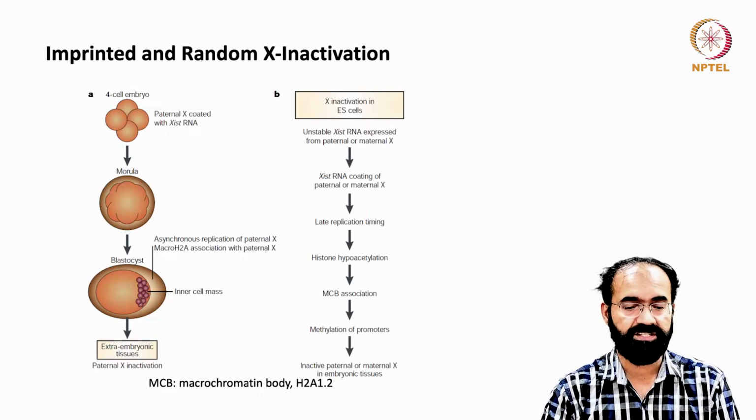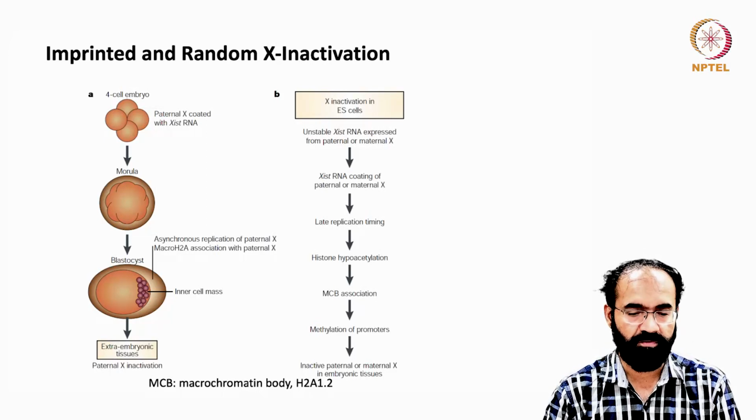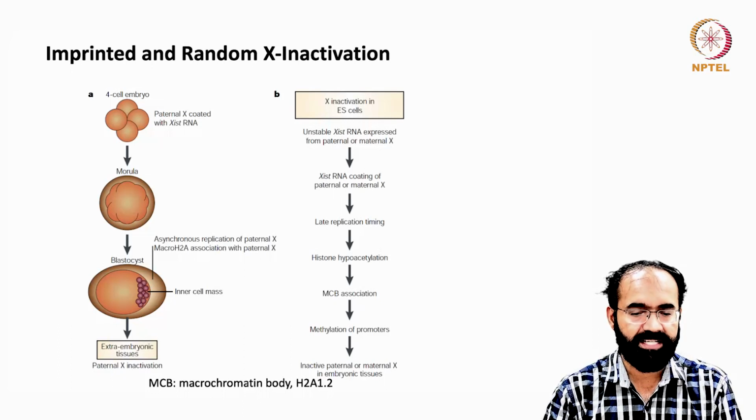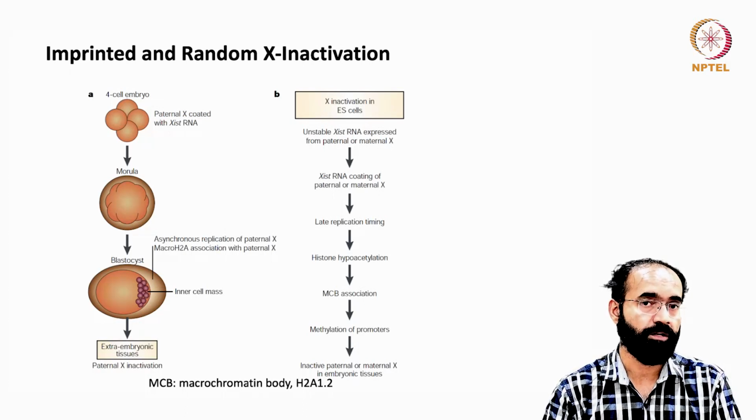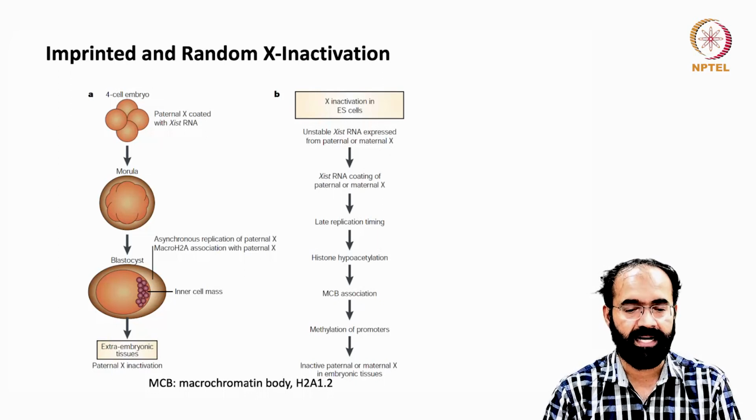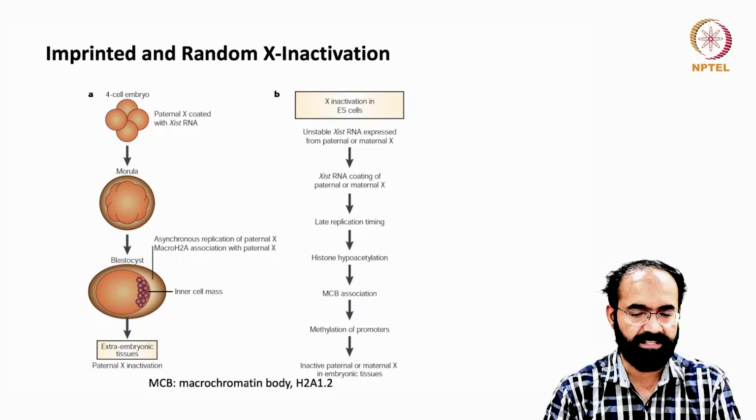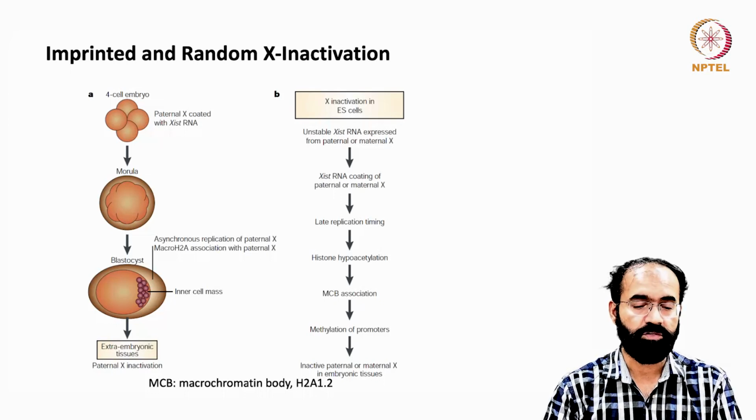At the blastocyst stage, which is a stage in the blastula phase, asynchronous replication of the paternal X chromosome takes place, and macroH2A, which is the histone associated with the inactive X chromosome, is seen associated with the paternal X until the blastocyst stage, and it will continue for some more time.